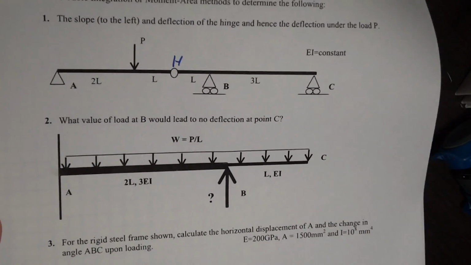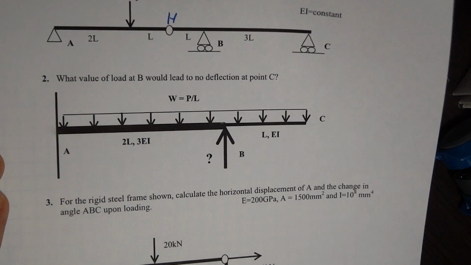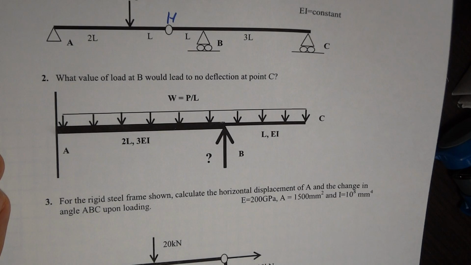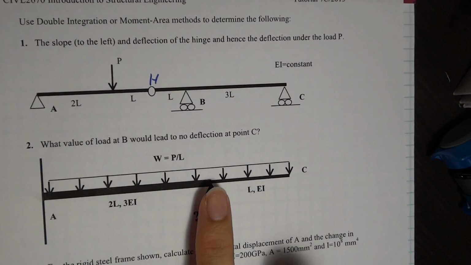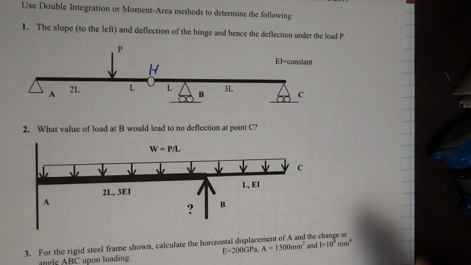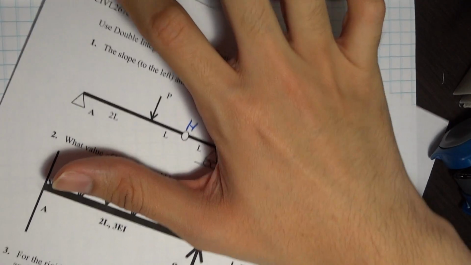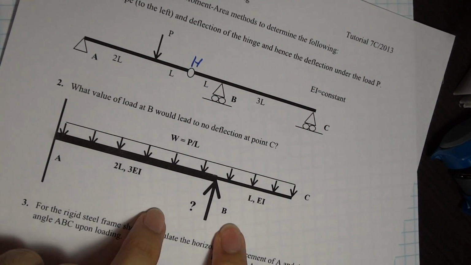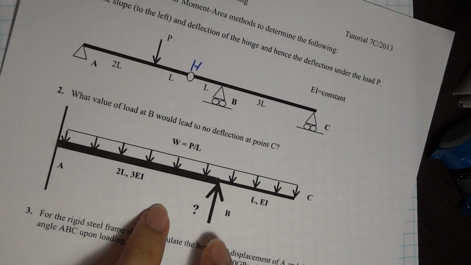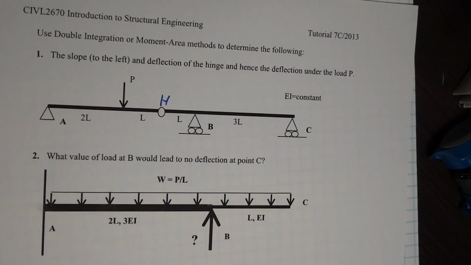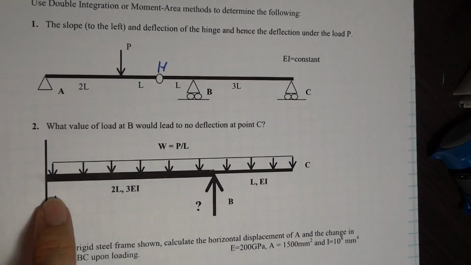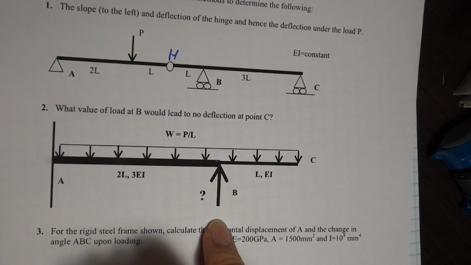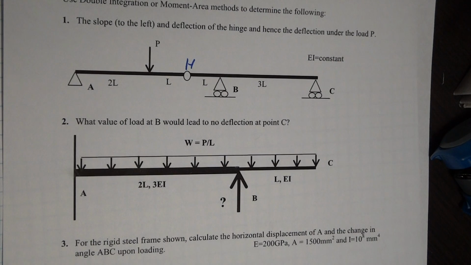Okay, hey guys, so this problem I think is fairly straightforward. You probably want to use superposition here. Do the problem once with just this, and once again with just this. So once with just the distributed load, and once with just the point load. Find the deflection at point C due to just the distributed load. Find the deflection at point C due to this point load, and set them equal to each other. And that's how you get this P here.